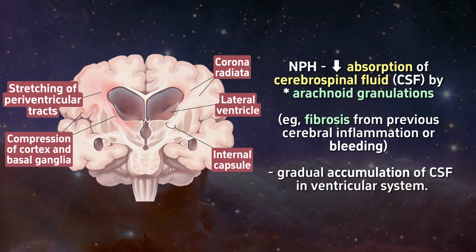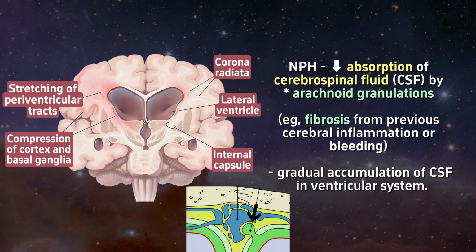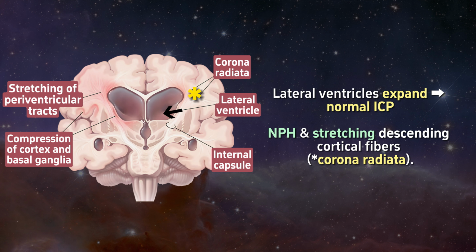Normal pressure hydrocephalus can occur due to decreased absorption of cerebrospinal fluid by the arachnoid granulations, for example, fibrosis from previous cerebral inflammation or bleeding, with gradual accumulation of cerebrospinal fluid in the ventricular system. The lateral ventricles expand, resulting in normal intracranial pressure and stretching the descending cortical fibers, the corona radiata.